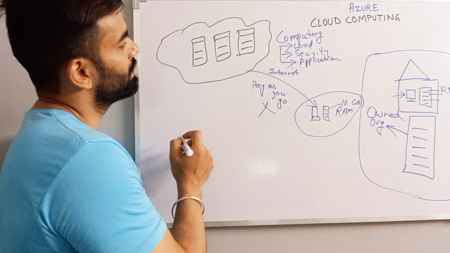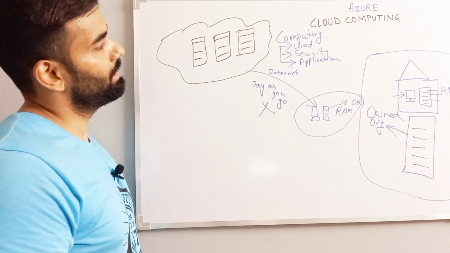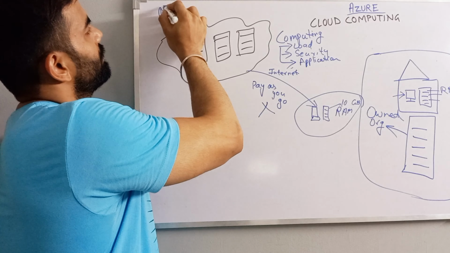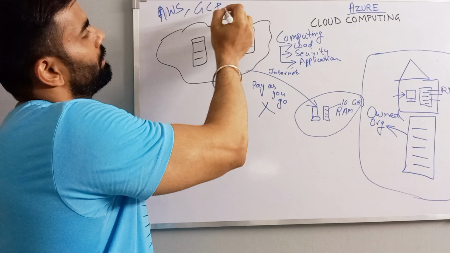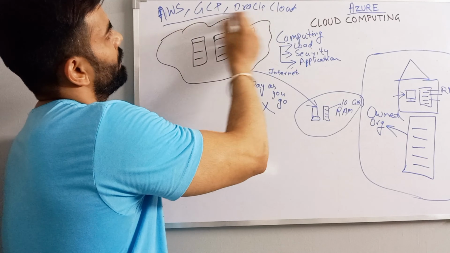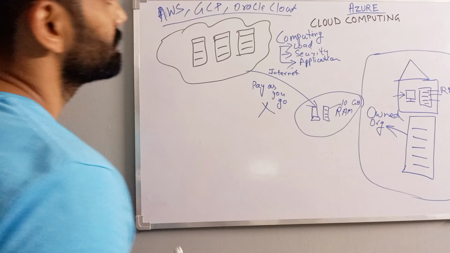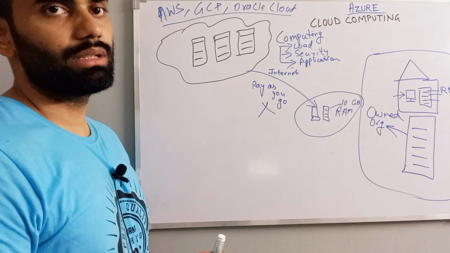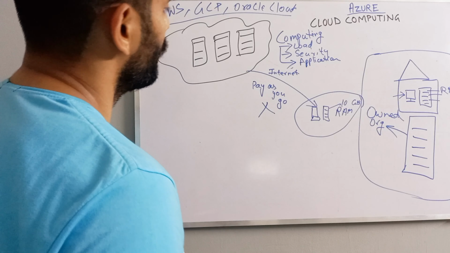These cloud computing services are provided by various vendors available in the market. We are learning Azure, so we'll be discussing Azure. But among other competitors, you have AWS, Google Cloud Platform, Oracle Cloud, and other cloud platforms also providing these services. Azure provides the same cloud computing services and is used by various customers and organizations across the globe.